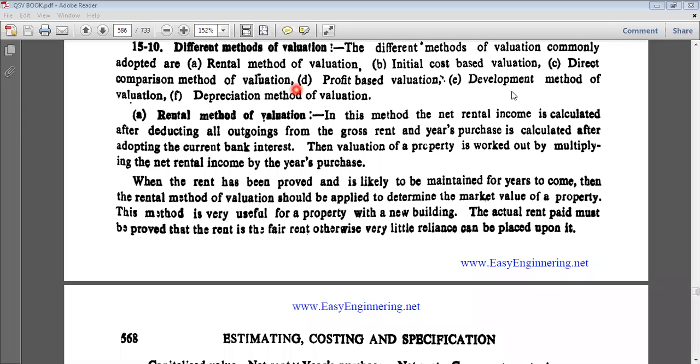Sorry for the disturbance. So in the rental method, what are we going to calculate? Valuation of the property equals the net income or the net rent multiplied by the years purchase. What is the formula to determine the years purchase? Years purchase is 1 divided by (IP plus IC), where IP is the rate of interest given on the cost of construction or the cost of land, and IC is the rate of interest on the sinking fund.